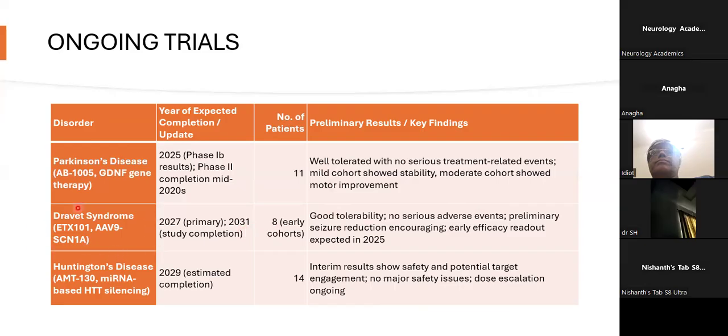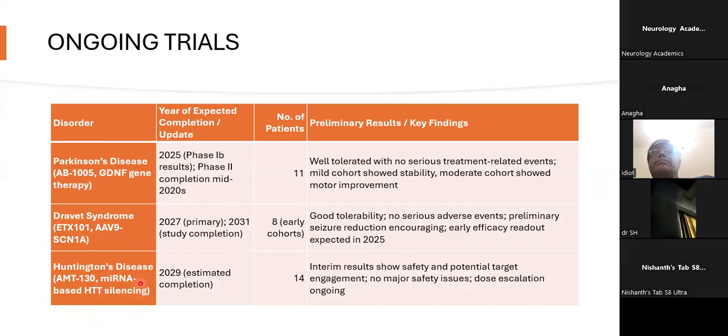Another disease for which gene therapy has been used is Dravet syndrome, which is again an adeno-associated virus-based therapy with introduction of SCN1A. And the study is expected to be completed by 2027. From whatever reports are available, there is good tolerability with no serious adverse effects and improvement in seizure frequency.